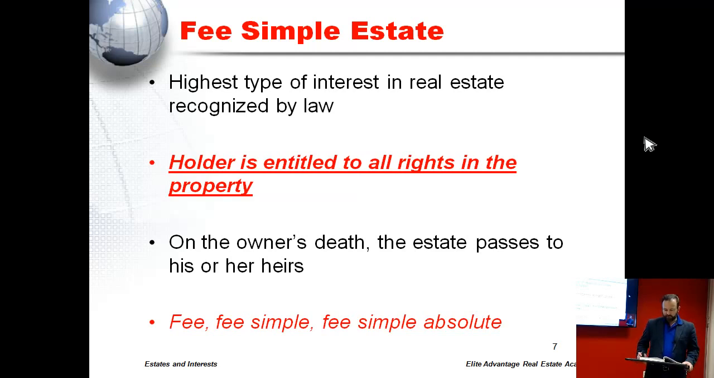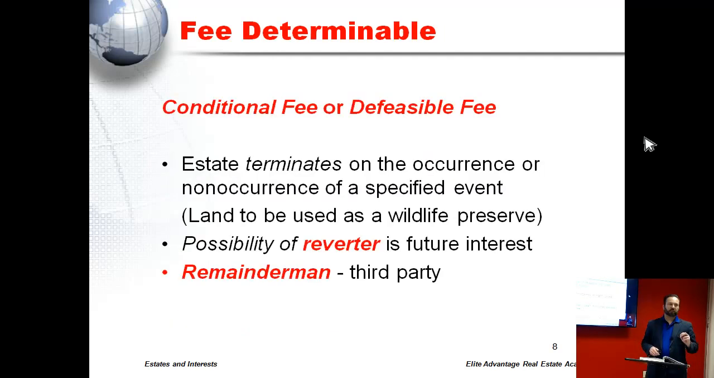So for example, John Smith conveys the title of 1,000 acres to the Jones Foundation so long as it's maintained as wildlife preservation. That's what we call fee determinable. It's got a condition to it. It says so long as they do something, then you can have the property.